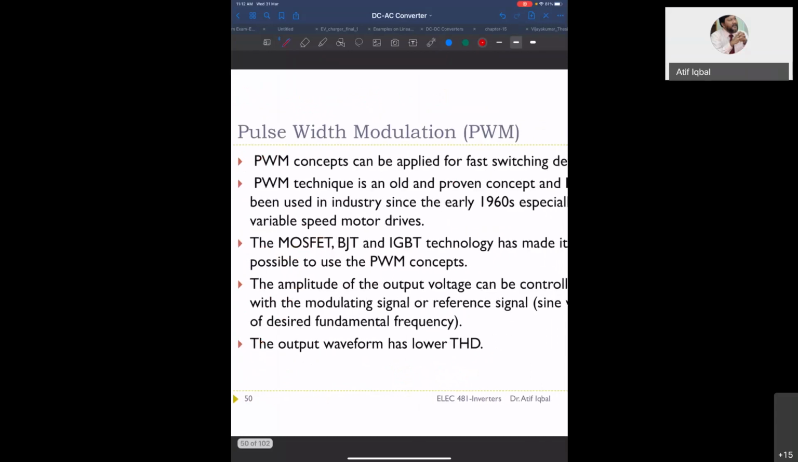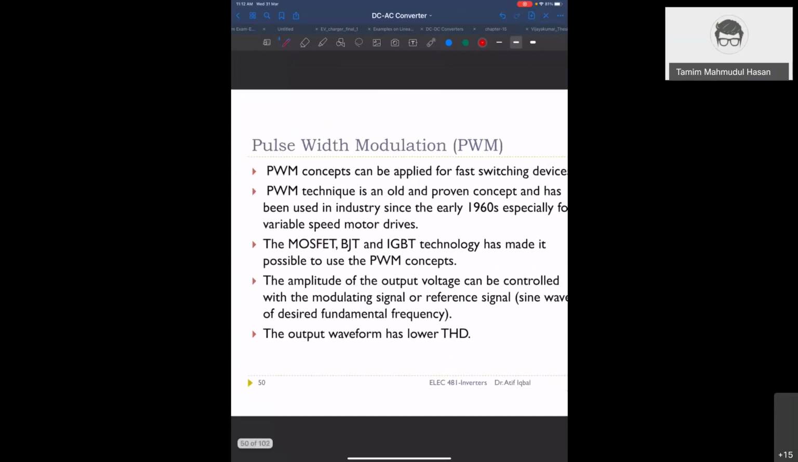Good. Next is pulse width modulation. What is pulse width modulation? The output we have seen so far is only a square wave. So square wave means what? This is your T/2, and this is your T.